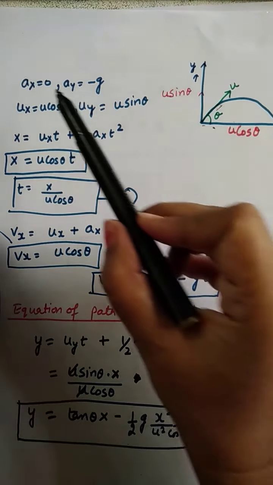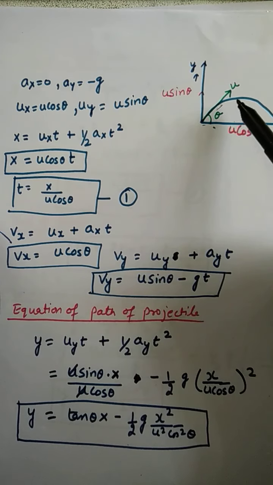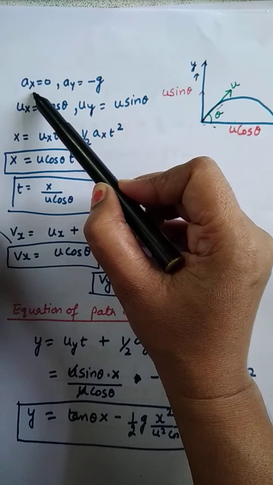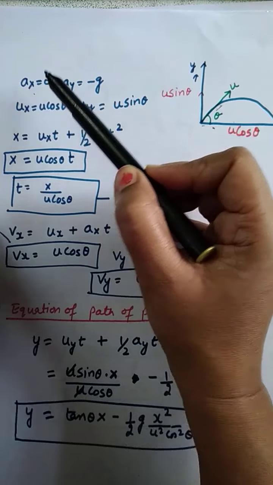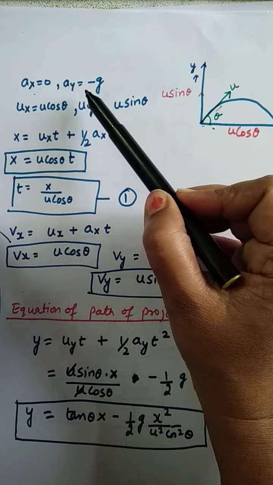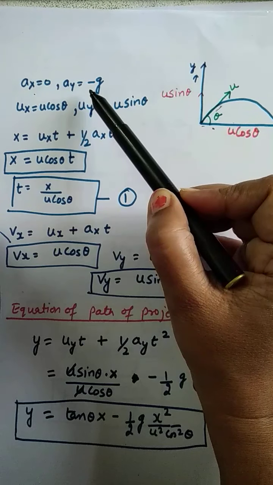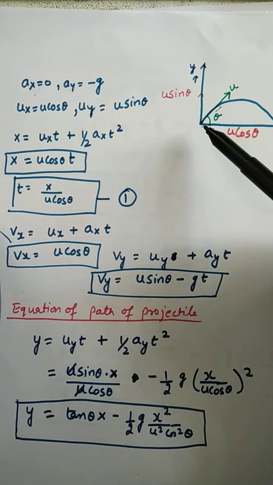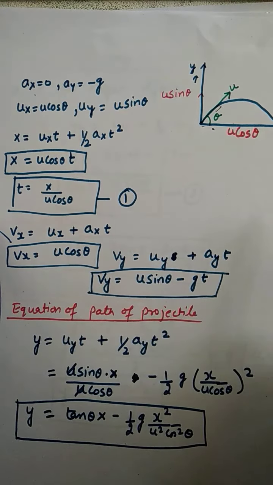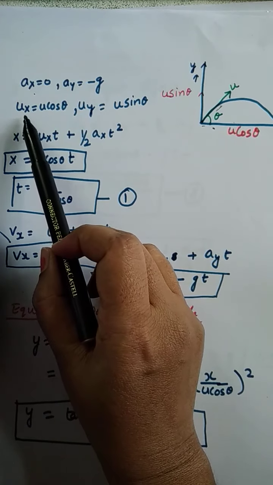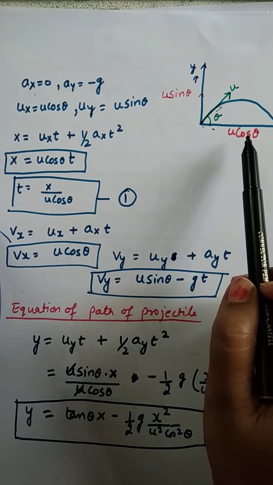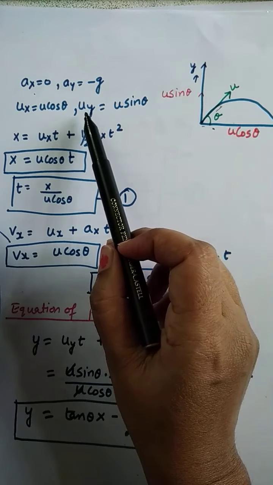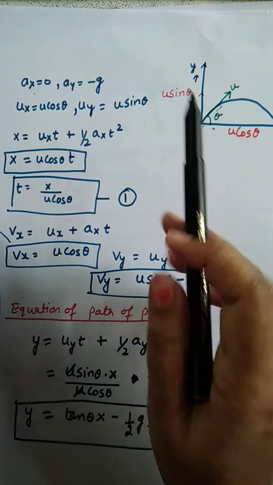Now the thing is that when a body moves in projectile motion, like an aeroplane or something, then the acceleration in the x-axis would be equal to 0 and the acceleration in the y-axis would be equal to minus g, minus of the acceleration due to gravity. Why minus? Because it is going in the opposite direction to gravity. After that it is simple. Ux we have already told, it is u cos theta. Uy is the y-axis component of initial velocity, that is u sin theta.